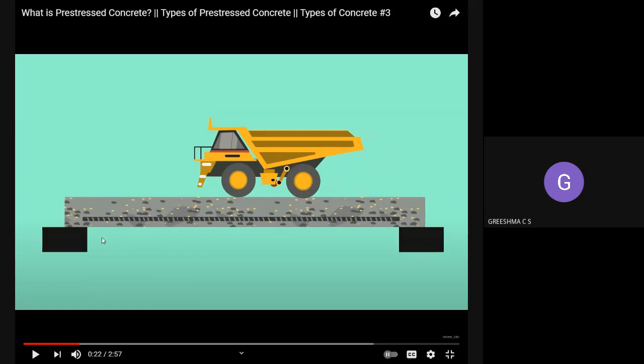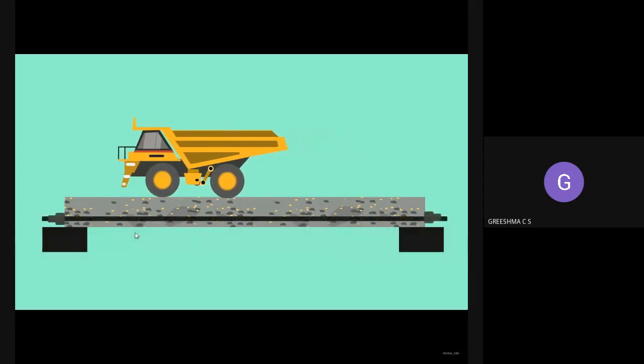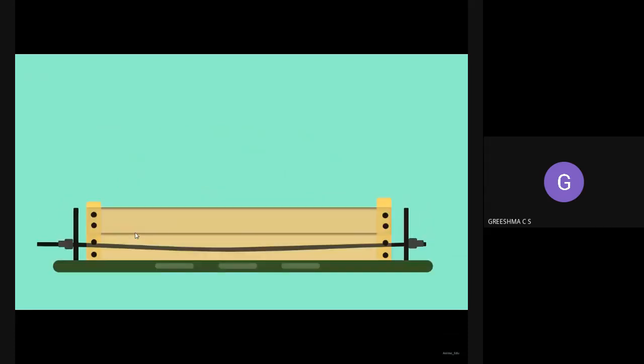Even we are constructing railway bridges over sea links, so the load is very high. While the load is passing, if you are using normal concrete, the tension at the bottom portion will be very high, and due to this, failure may occur. So this is not sufficient. To overcome this, we are introducing pre-stressed concrete.